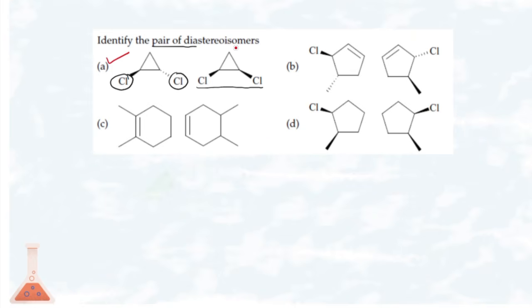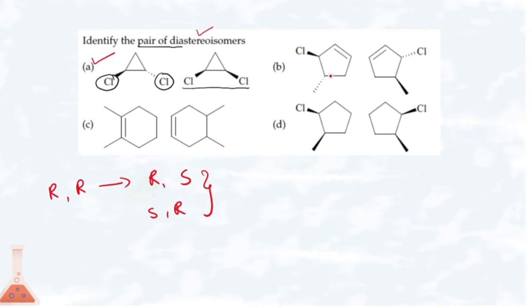There are different ways of identifying diastereomers. The other way is to check the configuration of the chiral carbon. And if the relationship between the molecules is RR to RS or SR, then you can consider them as diastereomers. It's similarly applicable for the other configurations as well. However, in this case, it's very easy to compare their mirror images and tell whether they are diastereomers or not.